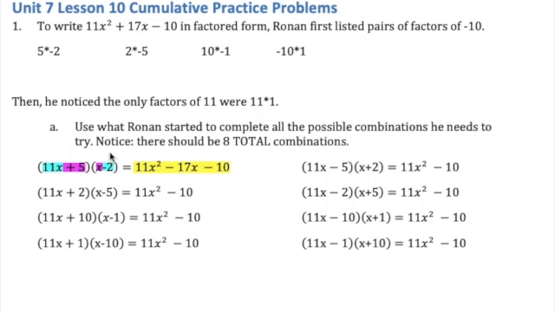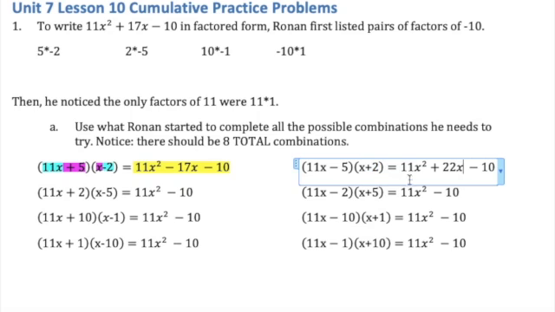So now that I know that 11x plus 5 and x minus 2 just gave me the wrong sign term, if I just flip-flop the negative and positive here, that should get me the right answer. So let's see. 11x times positive 2 gets me 22x.